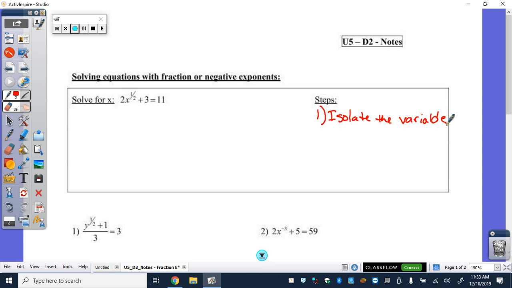So looking at my example over there to the left, what would we want to do first to get x by itself? Subtract the 3. Divide by 2. So we get x to the 1/2 equals 4. So my variable is isolated.